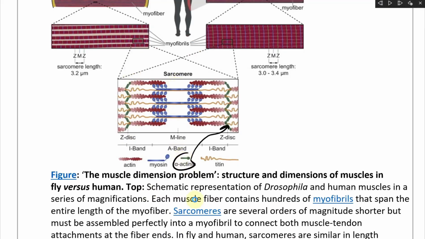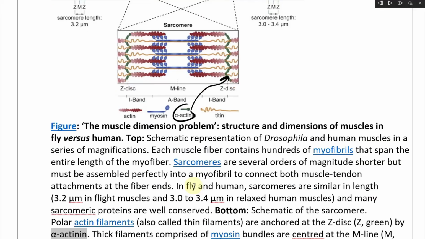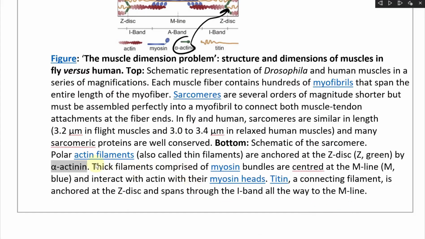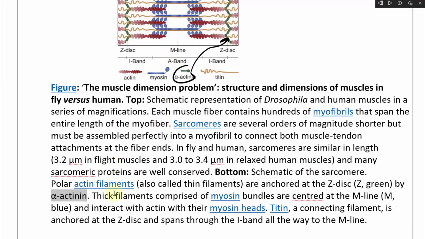The M line is in the middle there. Let's see what else is there. Thick filaments comprised of myosin bundles are centered at the M line, the blue line right there, and they interact with actin with their myosin heads.